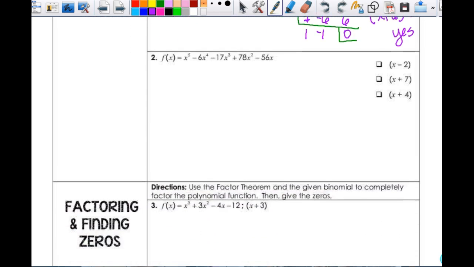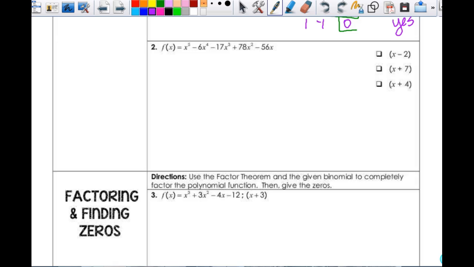All right, let's try another one. So I'm going to test that x minus 2 first. So 2, I'm going to divide into 1, -6, -17, 78, negative 56, and then what? 0. You got to have something for that constant term as well. Otherwise, your remainder isn't in the right place.